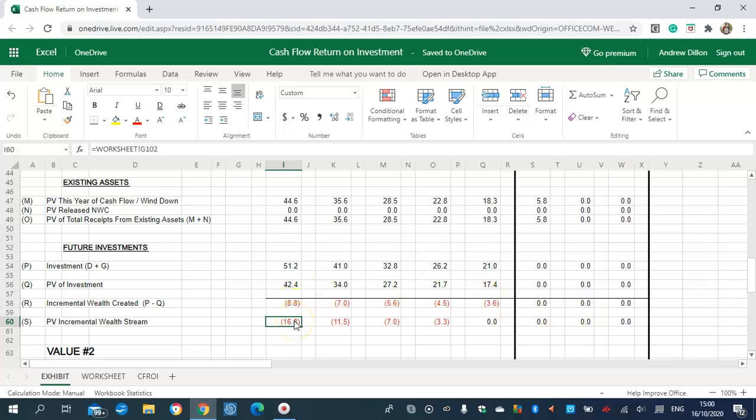Okay, and then the present value incremental wealth stream equals worksheet exclamation mark G102, H102, I102, J102, K102, L102, M102 and then N102.